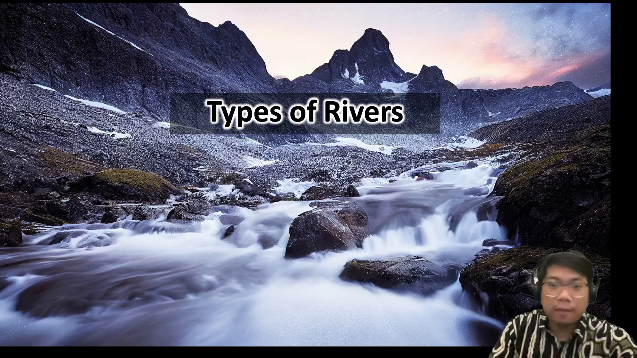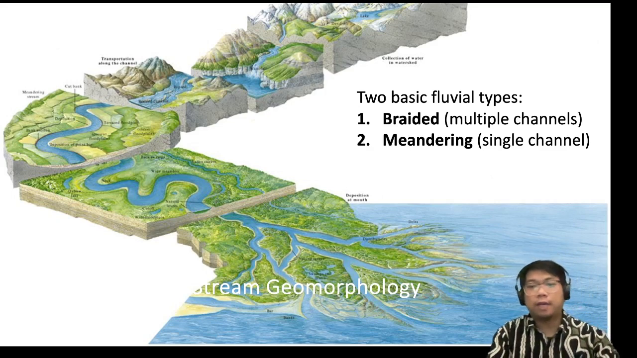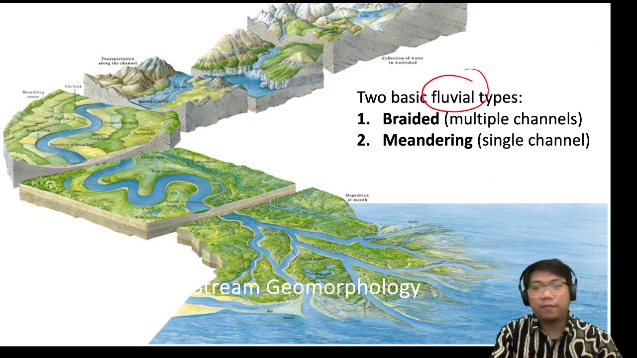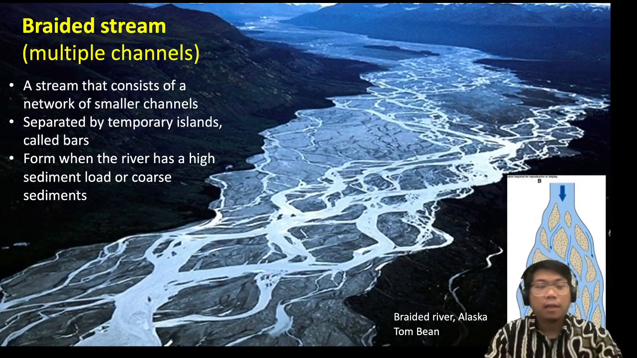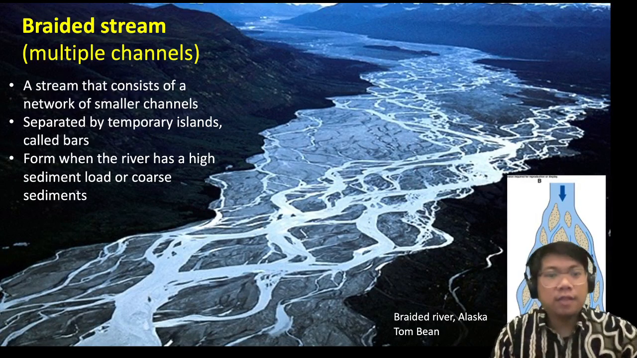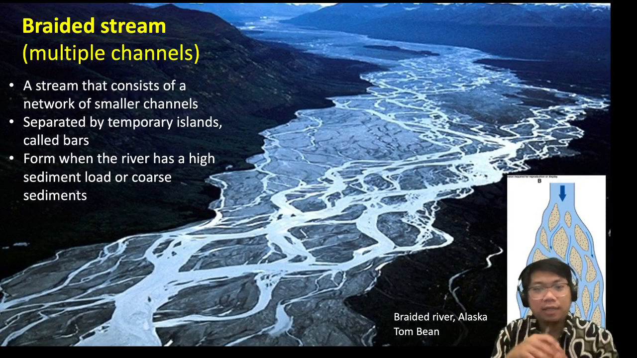Okay, now let's talk about types of rivers. There are two basic fluvial types, or two basic river types. The first one is braided streams or braided rivers, and the second one is called meandering streams or meandering rivers. All right, a braided stream consists of multiple channels that are typically intertwined with each other.